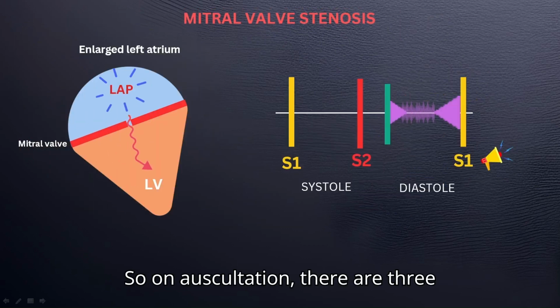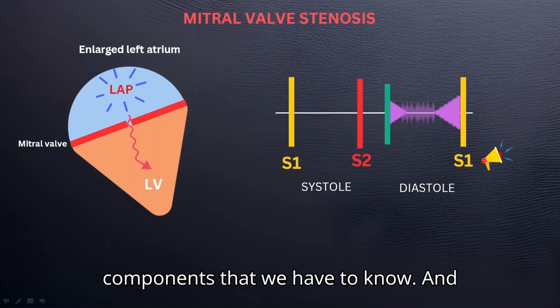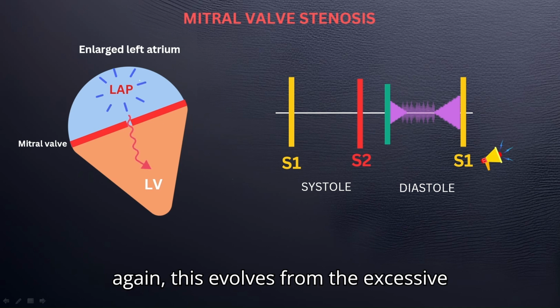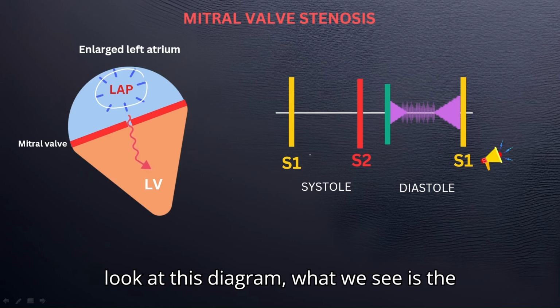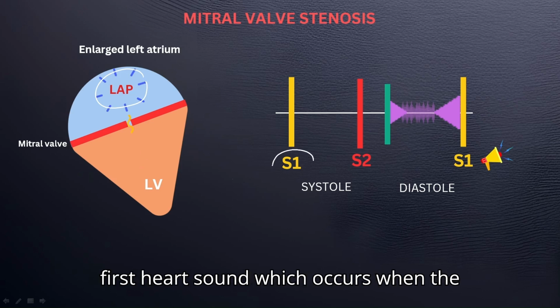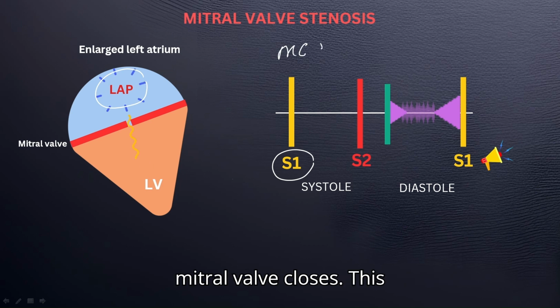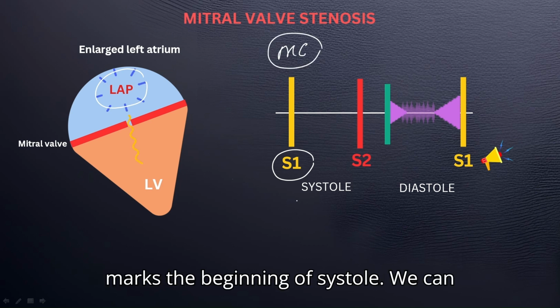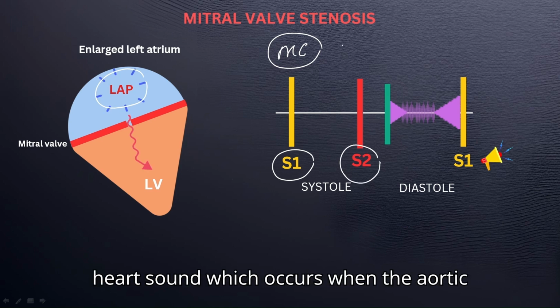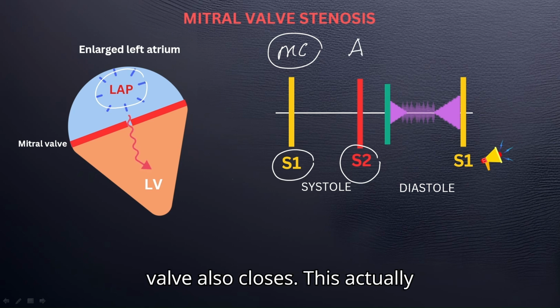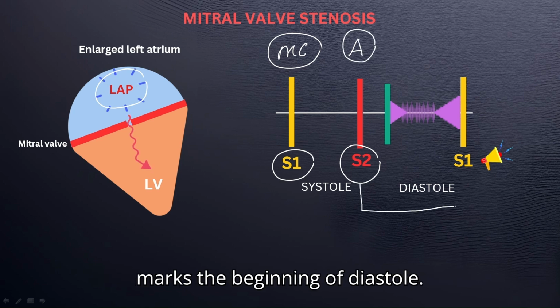So on auscultation, there are three components that we have to know. And again, this evolves from the excessive left atrial pressure buildup. So taking a look at this diagram, what we see is the first heart sound, S1, which occurs when the mitral valve closes. This marks the beginning of systole. We can also see S2, the second heart sound, which occurs when the aortic valve closes. This marks the beginning of diastole.